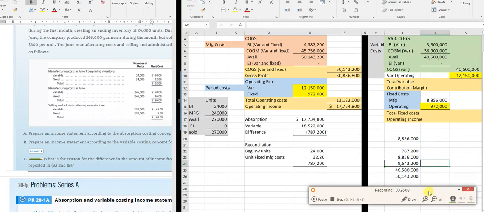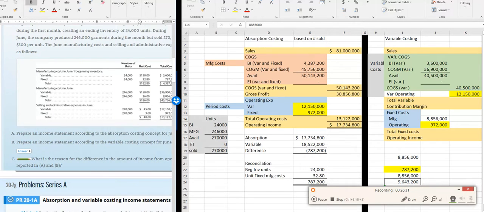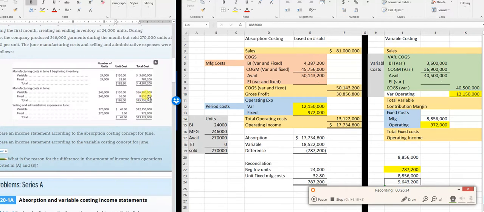I want you to notice something. The difference between these two was 787,200, and it's right there. It's my beginning inventory that I have buried in this statement that I don't have on this statement. Because on this statement, I simply have the total fixed manufacturing costs, $8,856, and on this statement, I have my $8,856 plus my $787,200. Now this is nice and neat because I have zero ending inventory, but if I have ending inventory, I'll have both of them. Okay, so I'm going to pause this a little bit, then go on to 1A.